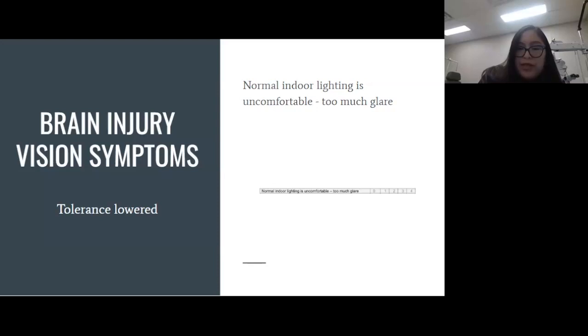So with therapy, some of these thresholds that were lower can be raised. But of course, that takes time. So there are special tints and lenses that can be used to help in the meantime with that.